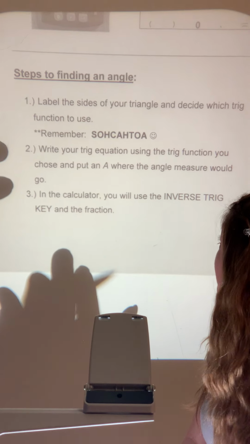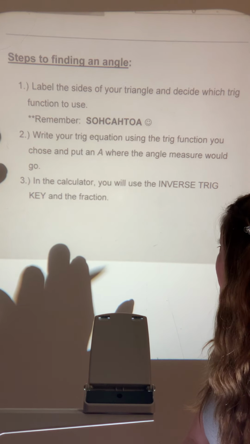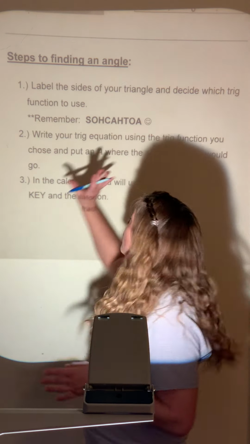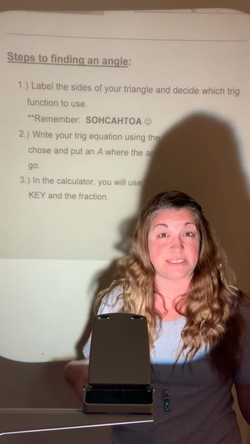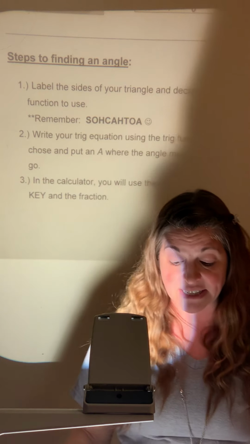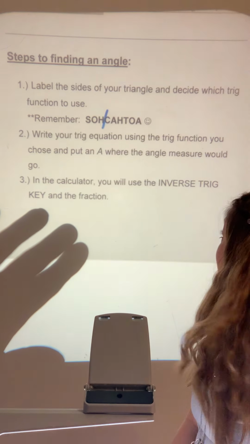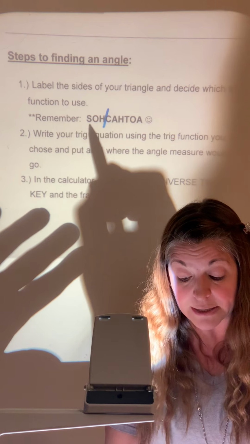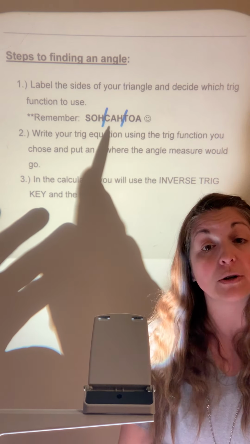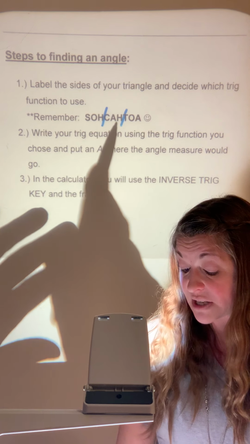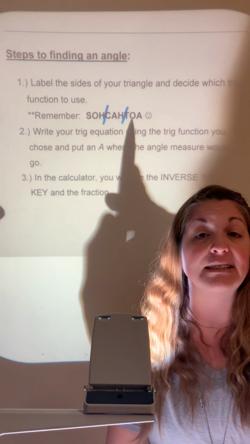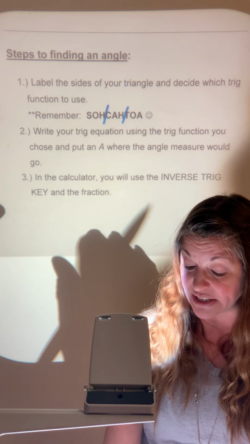So when you get to a problem that asks you to find an angle, okay, the first thing we've been doing for all of this trig stuff is we're going to label the sides of the triangle and decide which function to use. Again, this is where SOHCAHTOA comes into place. Of course, the SOH, S-O-H, is your sine, being the opposite over hypotenuse. The CA, which is your cosine, which is the adjacent over top of the hypotenuse. And then the TOA, which is your tangent, telling us that it's the opposite over adjacent.